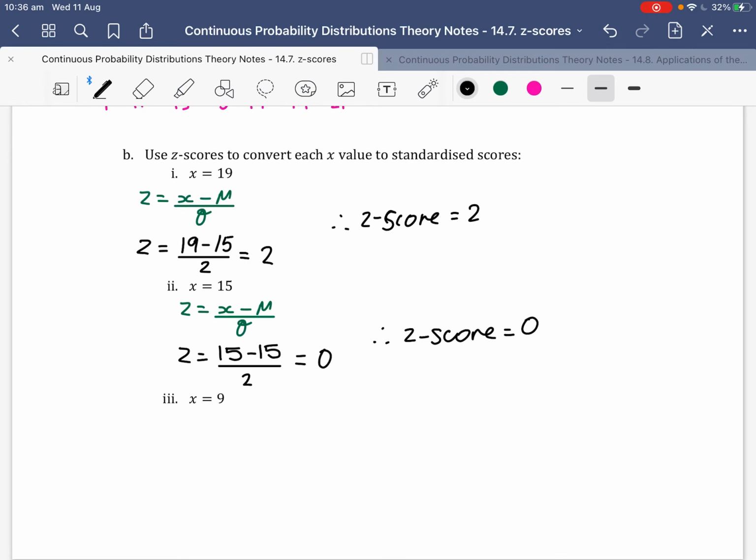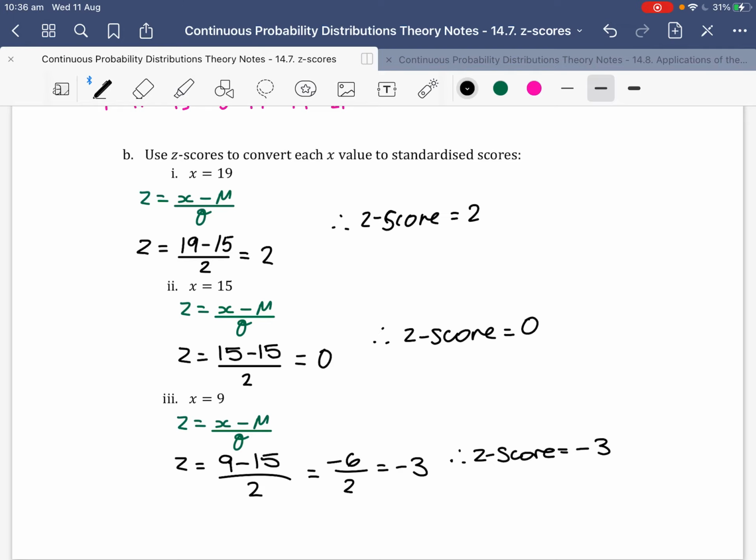And then for 9, we have our z-score formula of z equals x minus our mean over our standard deviation. So z equals 9 minus 15 over our standard deviation of 2. 9 minus 15 is negative 6 over 2. So this equals negative 3. Therefore we have a z-score equal to negative 3.